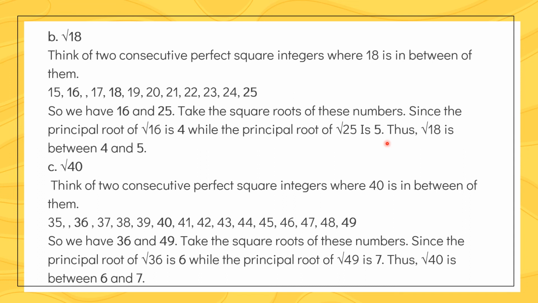Letter C, square root of 40. Think of two consecutive perfect square integers where 40 is in between them. 35, 36, 37, 38, 39, 40, 41, 42, 43, 44, 45, 46, 47, 48, and 49. So we have 36 and 49. Take the square roots of these numbers. Since the principal root of square root of 36 is 6, while the principal root of square root of 49 is 7, thus square root of 40 is between 6 and 7.